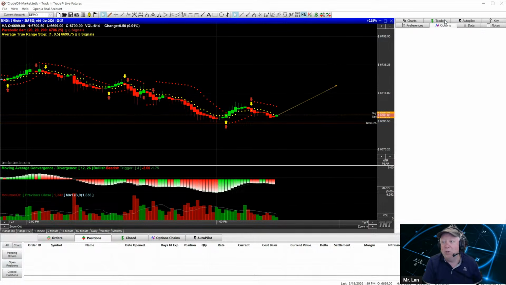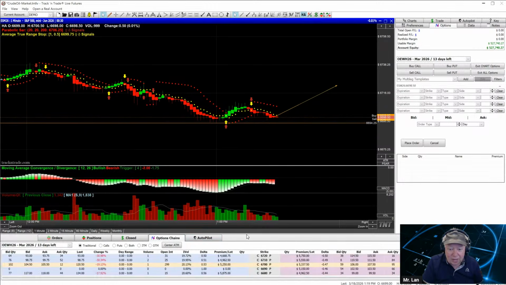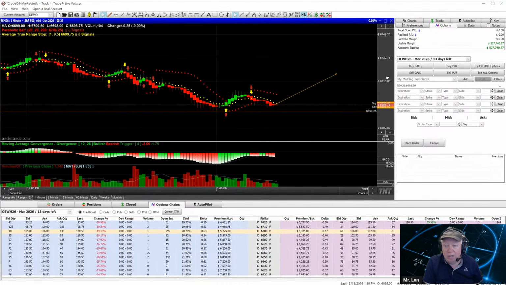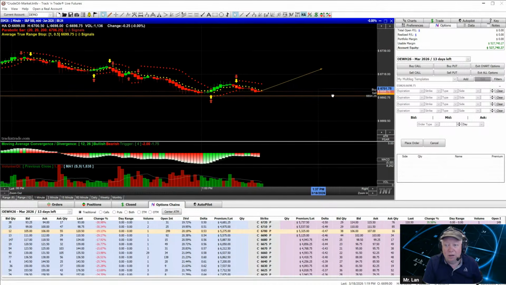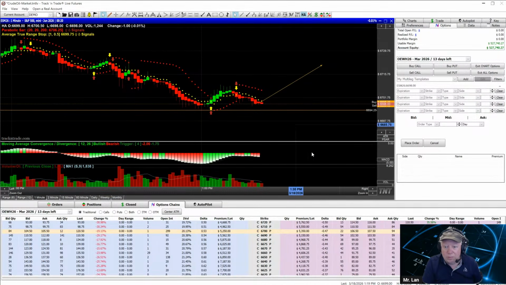How would we do this? We come in here with an option. And the reason you're using the S&P 500 is because the S&P has good options. The NASDAQ, the Dow, the Russell, over here in the futures market, they don't have good options.